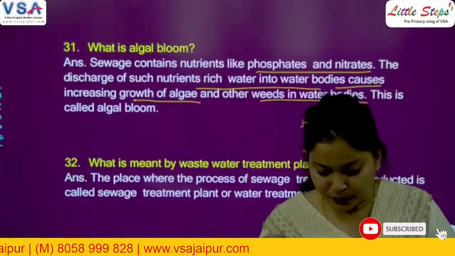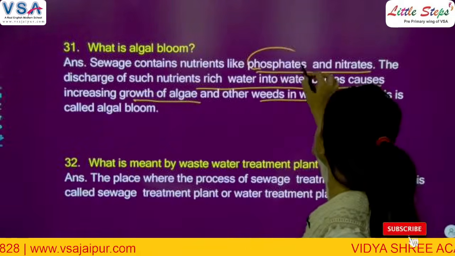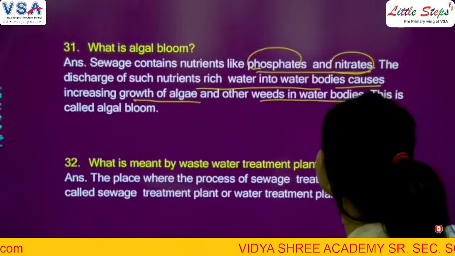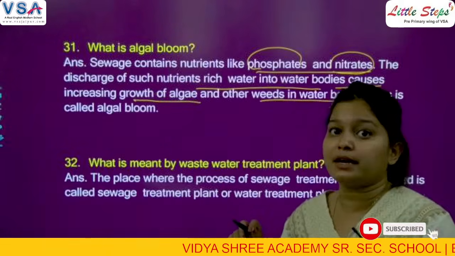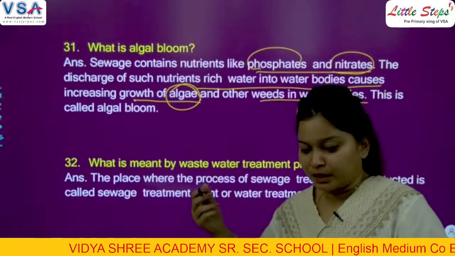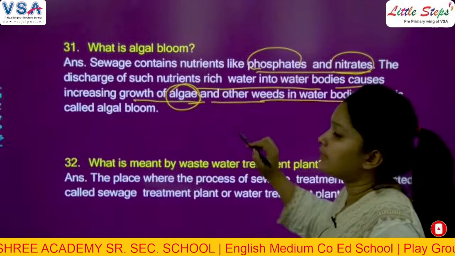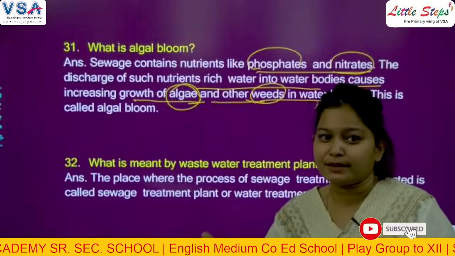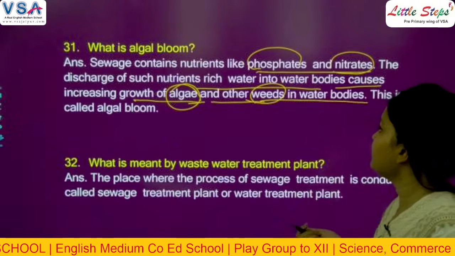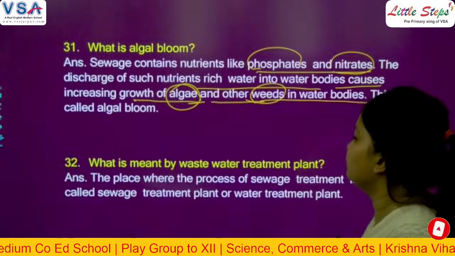As you all know, sewage is a liquid waste. In that liquid waste, we have nutrients like phosphates and nitrates. In that water with nutrients, we get to see greenish patches, known as algae. This will grow in dirty water or liquid waste. Other weeds are also there. Weeds are unwanted plants. We don't want to grow them, but they will automatically grow inside it. That process is known as algal bloom.